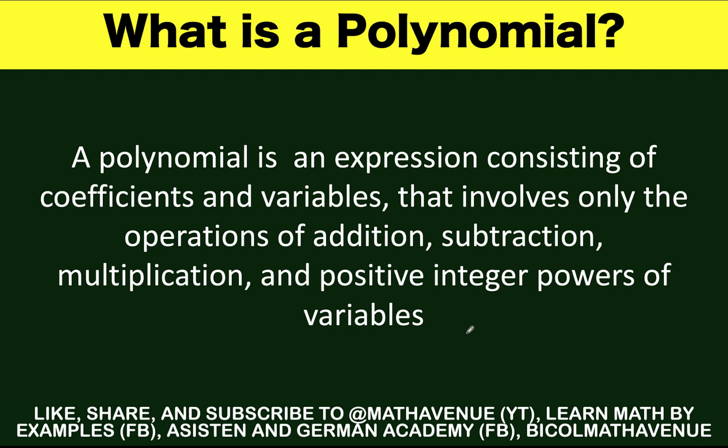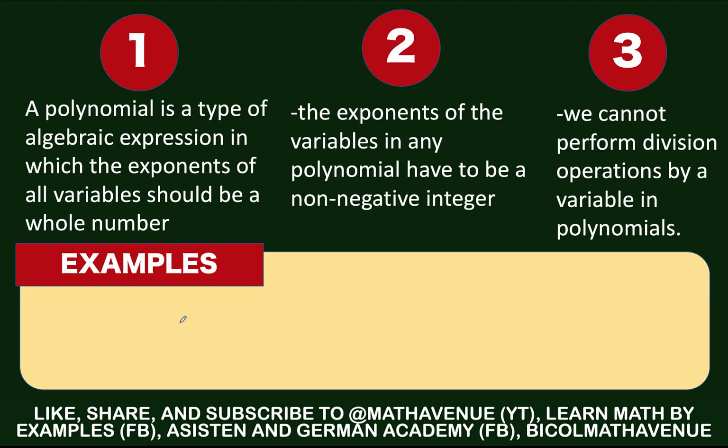So what operation is missing here? We do not have division, because when there is a variable in the denominator, that is categorized as another group, which we call rational algebraic expressions. There are three important points you need to remember in order to identify whether an expression is a polynomial or not. Number one, the exponents of all variables should be whole numbers. Number two, the exponents of the variables should be non-negative integers. And number three, we cannot perform division by variables in a polynomial.